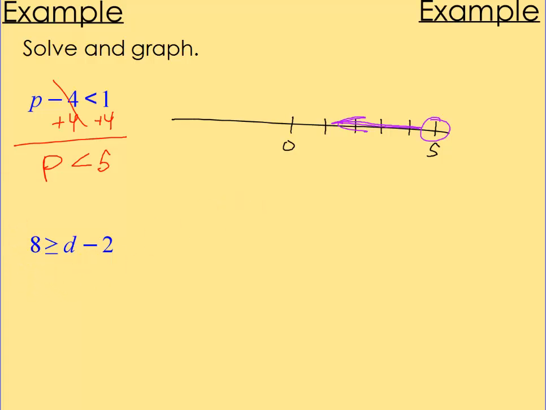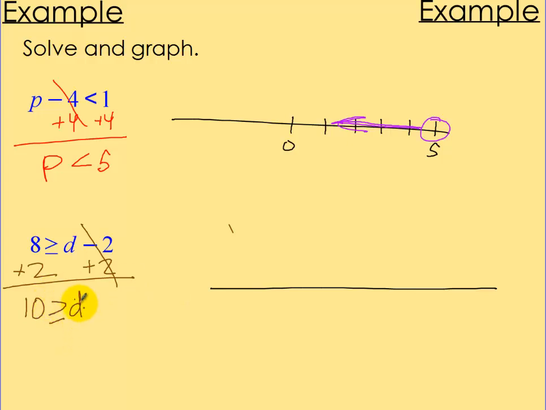The bottom one, so I have 8 is greater than or equal to d minus 2. So I'm going to add 2 to both sides, because I've got to isolate the d, and you cancel out the 2's, so I get 8 plus 2, 10 is greater than or equal to d. Now, if I want to graph this, be careful, because you notice the d's on the right-hand side, usually it's on the left. A lot of you have this habit of, oh, since the arrow is pointing to the right, I will graph it to the right. But that's not correct. Watch what happens.